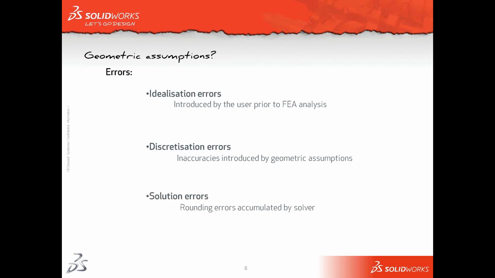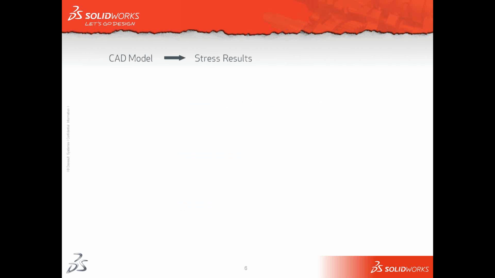The final error that we can incur when we're using the FEA is the solution error. And this is something that we don't really have control over. These are just rounding errors accumulated by the mathematical solver itself. Thankfully, these are very, very small, and the mathematics which deals with these errors is being improved all the time.